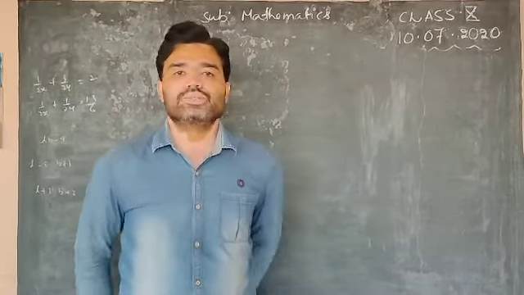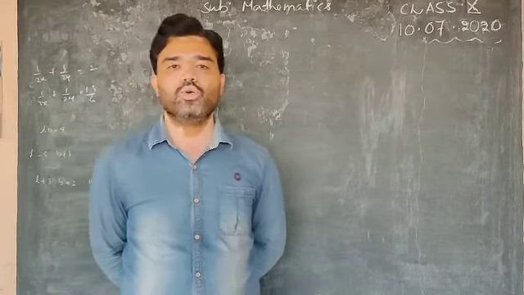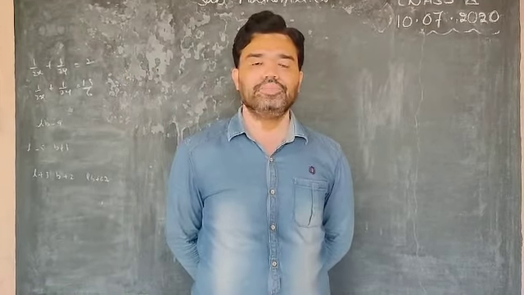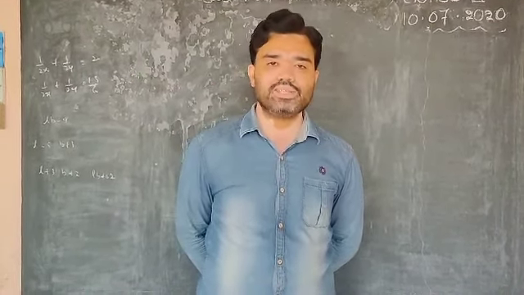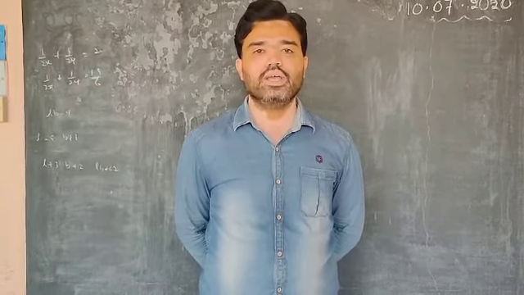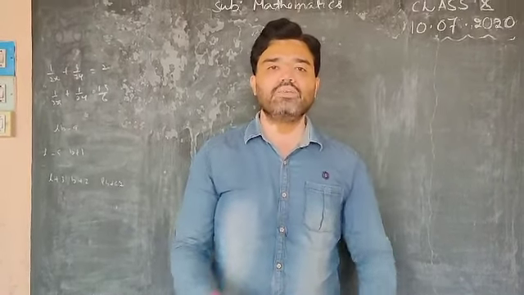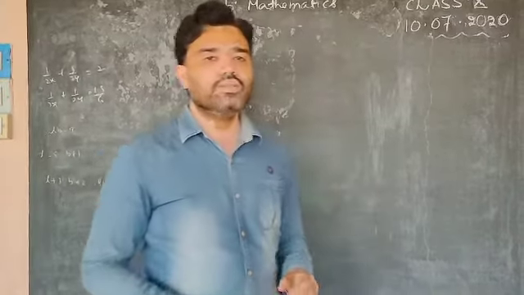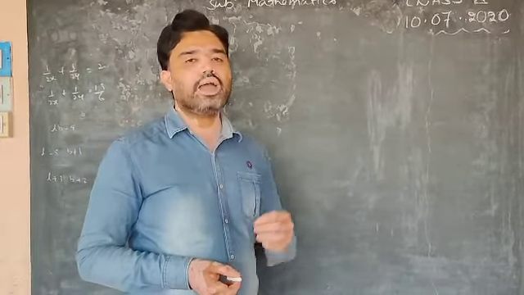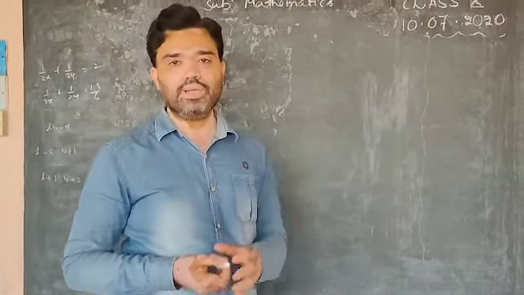In the last class we have solved a few problems in 3.5. I think only one problem is left in that exercise. Now let us look at the last problem of 3.5. The length of the rectangle and breadth of the rectangle are L and B.